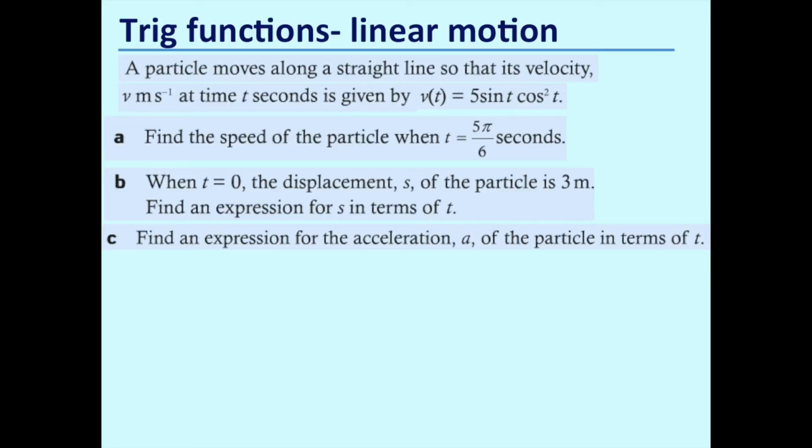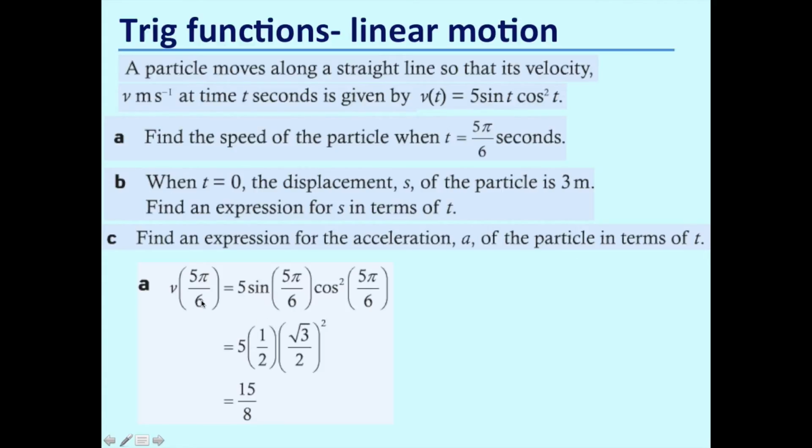Final question then: a particle moves along a straight line so that its velocity at time t seconds is given by v(t) equals 5 sine t cos squared t. First of all, have a go at finding the speed of the particle when t equals 5 pi by 6 seconds. Secondly, when t equals 0, the displacement of the particle is 3 meters, and you need to use that information to find an expression for s in terms of t. And then finally, find the expression for the acceleration a of the particle in terms of t.